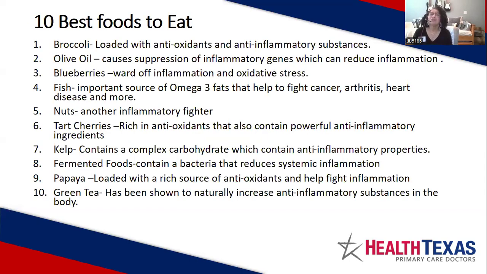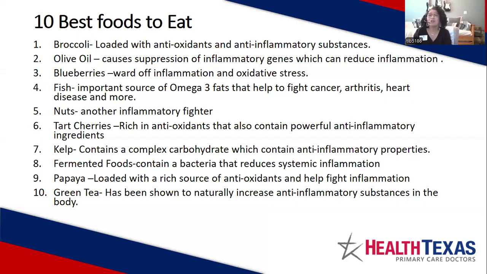Next. So, when we talk about foods, it's important to know some of the recommendations for foods that we should eat. So there's a list that is posted, and this was actually obtained through the Johns Hopkins Hospital, and it indicates the 10 best foods to eat for people who have arthritis. Broccoli is one of those, and it's because it's loaded with antioxidants and anti-inflammatory substances. And we want to reduce those inflammatory areas, so broccoli is a wonderful choice.